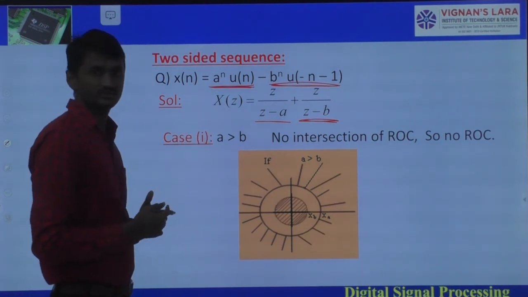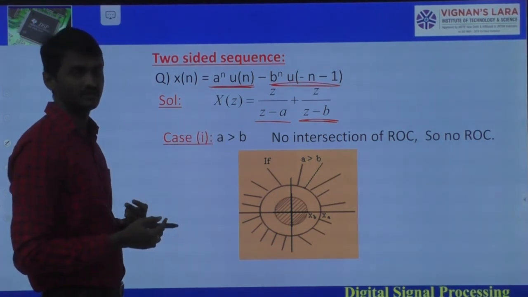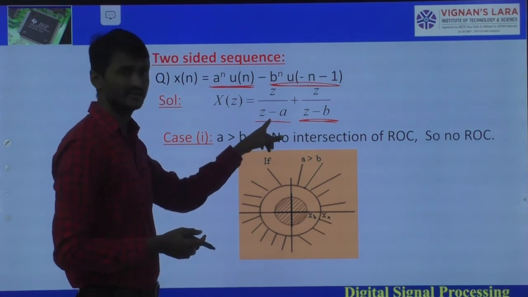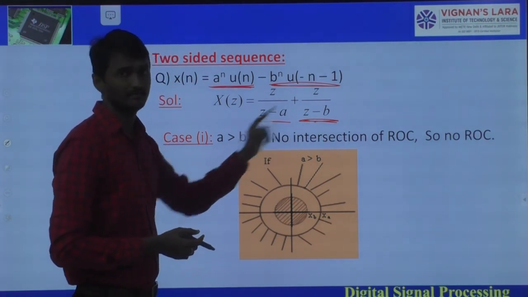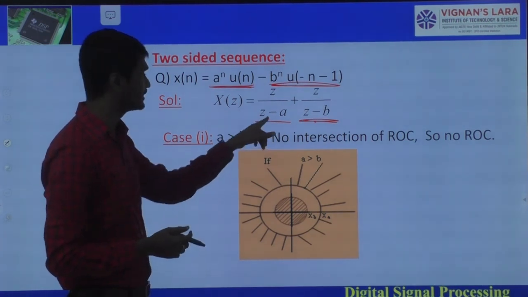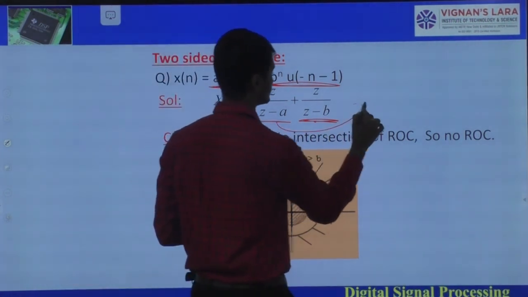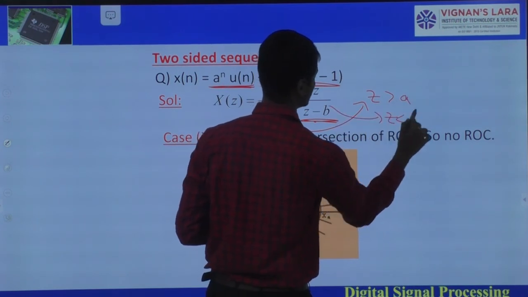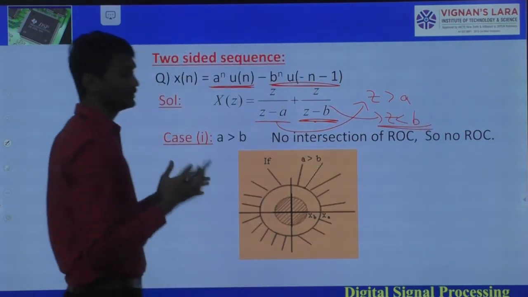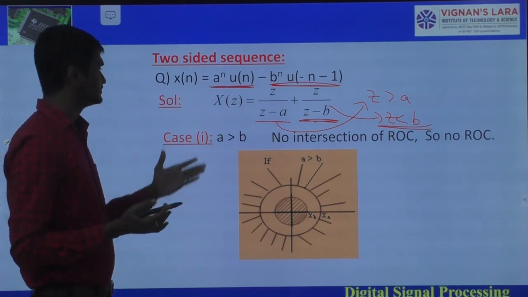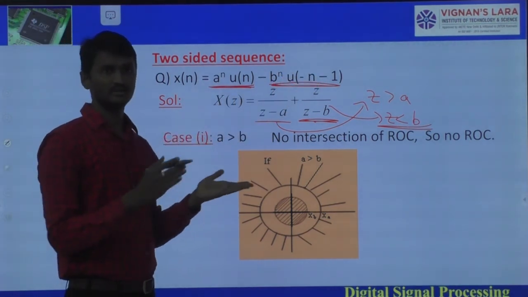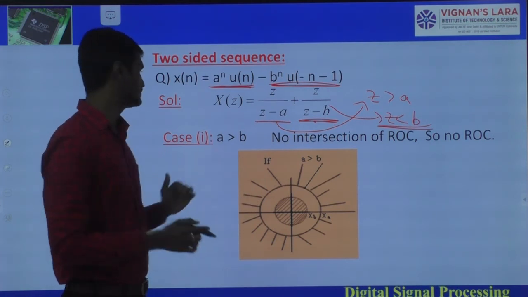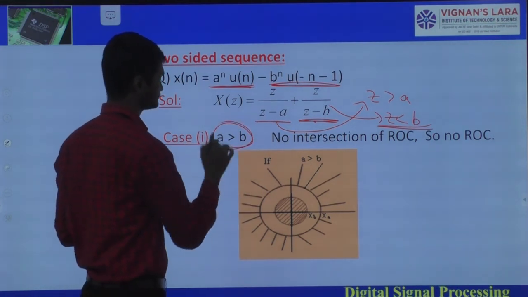So what will be the ROC? Here the importance is the ROC. What will be the ROC we have to find? In this case, the individual ROCs are: for this one, mod z greater than a, and for this one, mod z less than b. We don't know the values of a and b, so maybe a is greater than b or a is less than b. There are two possibilities. The first possibility is a greater than b.